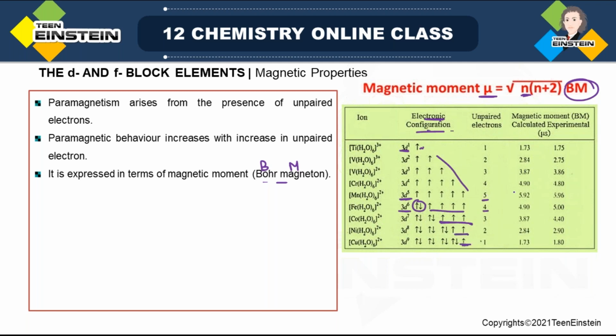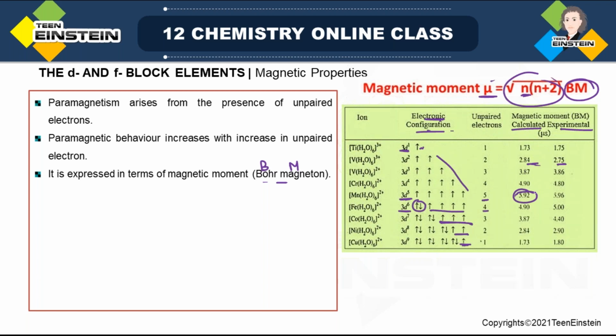So the maximum value for mu you will get for the Mn system, manganese system, right? So it is 5.9, which is the experimental value. Experimental value means observed value, the value that you are getting after doing some experiment. It has nothing to do with theoretical calculation. But the left hand side column has the values you are getting by using this formula. And see, in most cases, they are very close to each other. That means this formula is giving you very correct results.